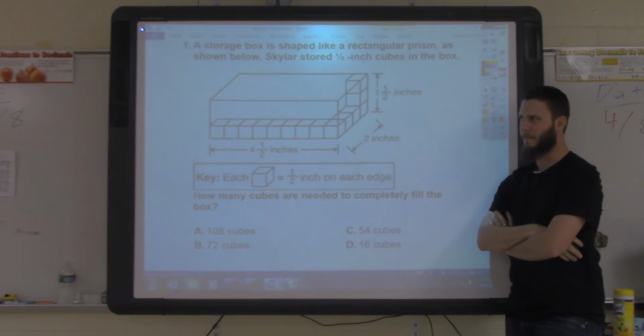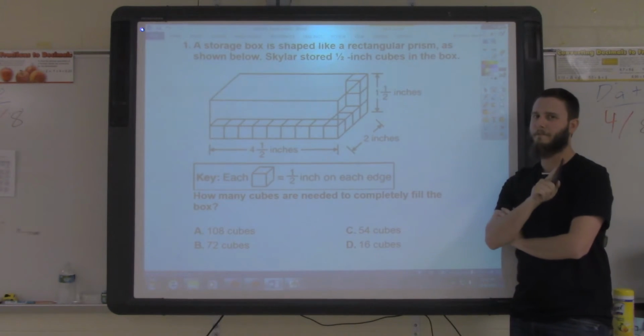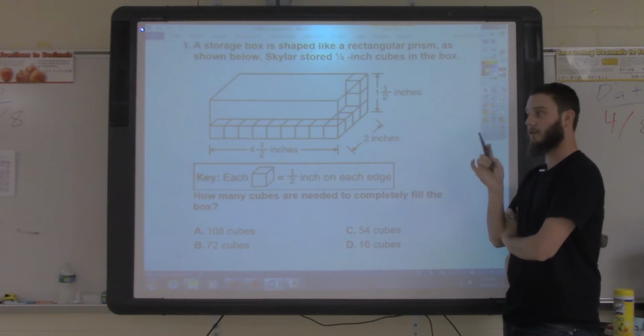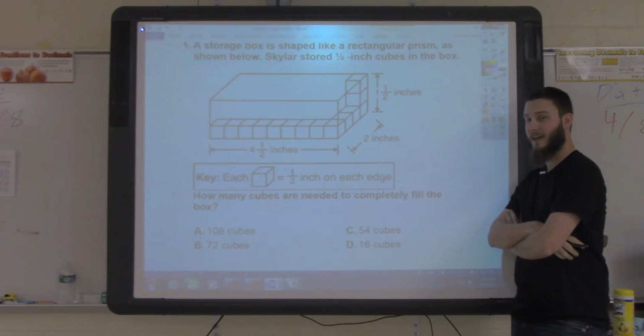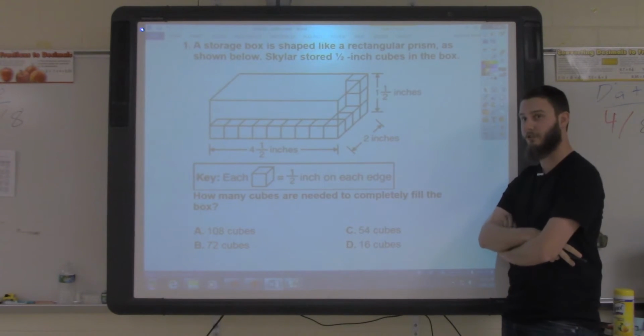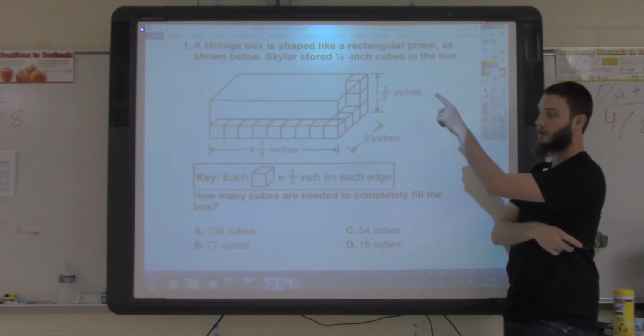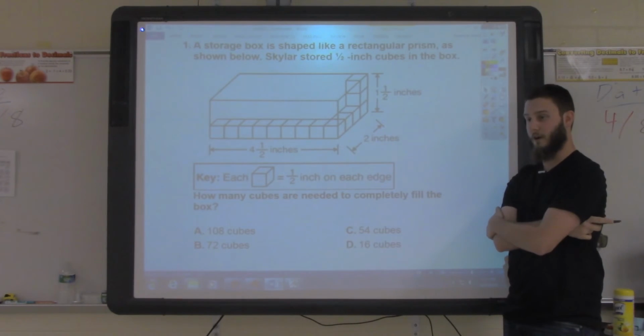Now let's throw a capacity problem at you. Keep in mind, once again, you're going to have to first find the volume of your larger rectangular prism. Then you're going to have to find the volume of the smaller cubes that you are using to measure the inside of that prism. Then you are going to divide your volume by your smaller cube's volume.